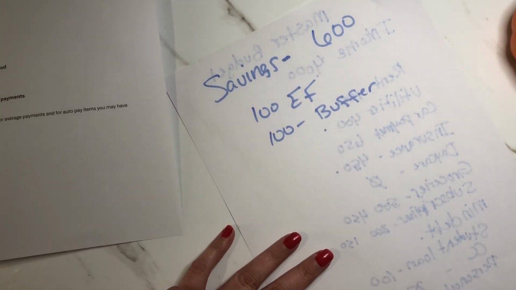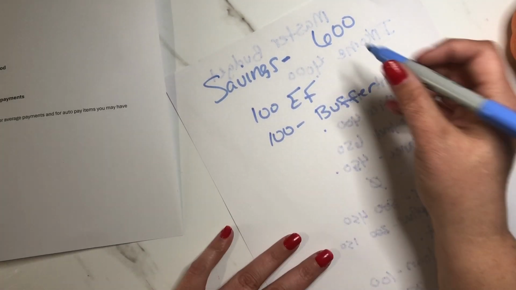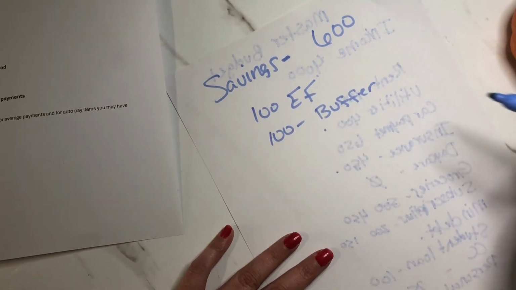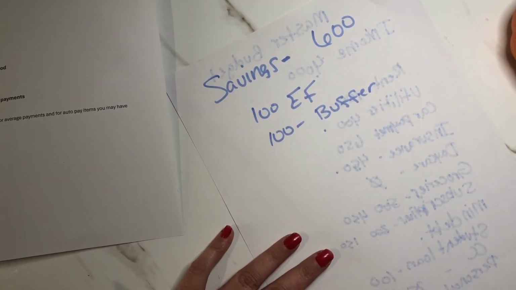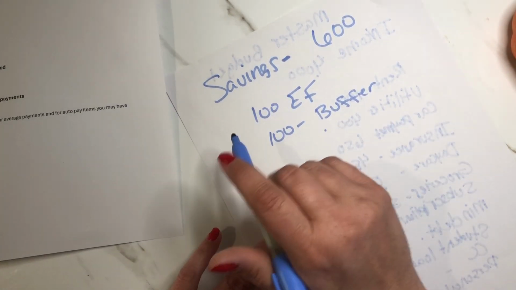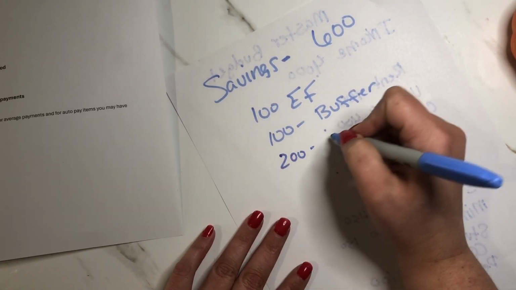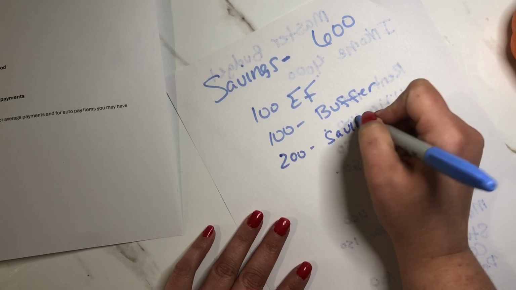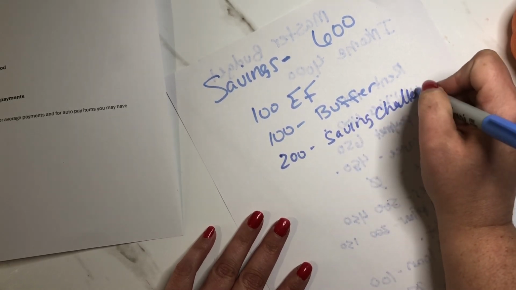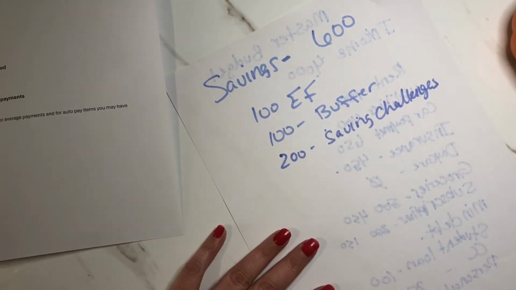Then you can start with your savings. You could put some towards your emergency fund, and leave some in as a buffer each month. You can set aside $200 for savings challenges. These savings challenges can then be saved for things like Christmas.